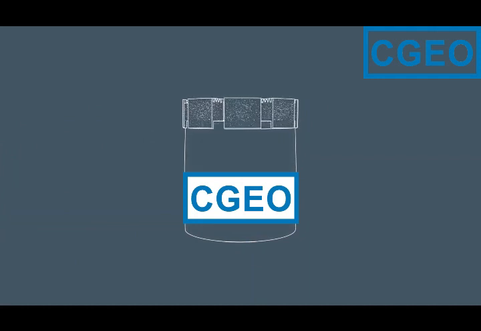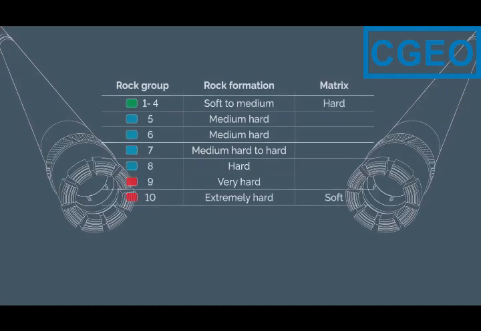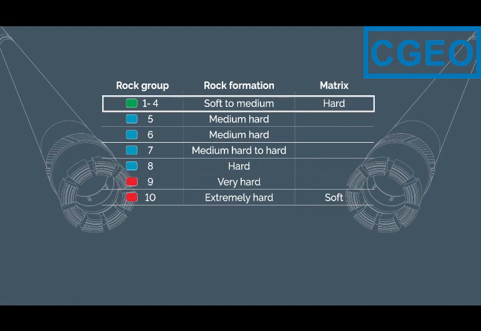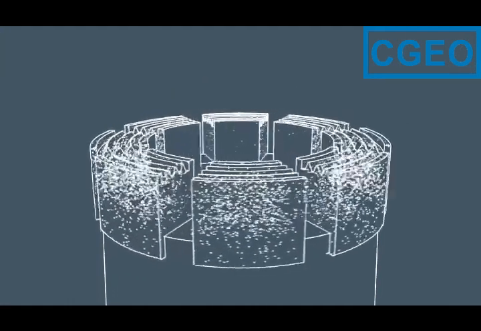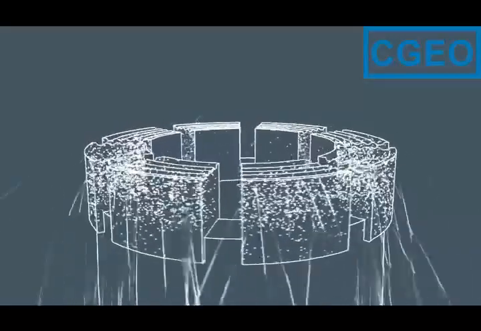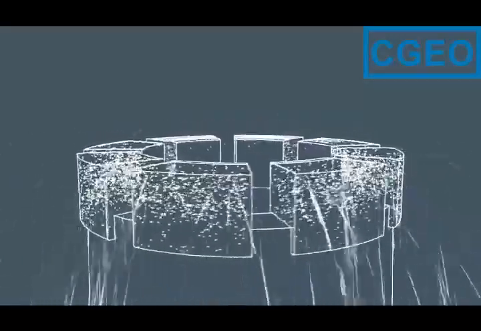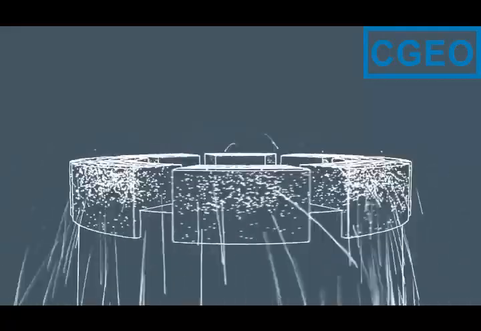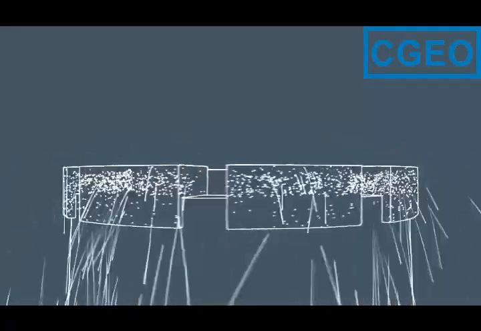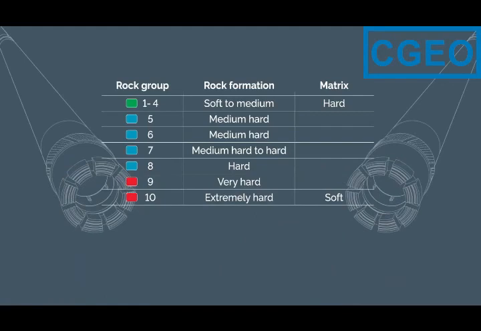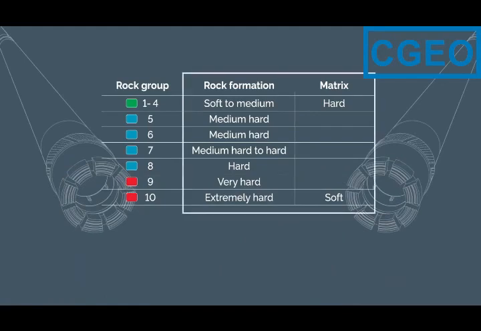First of all, the diamond bits matrix is classified according to its hardness. The general rule is that a softer matrix is used in a harder rock, and a harder matrix is used in a softer rock. For example, in hard rock, the diamonds last a shorter time. Therefore, the matrix needs to be softer to expose new diamonds more frequently when the old ones are worn out. To maximize the productivity, it is therefore important to match the matrix hardness with the rock hardness.